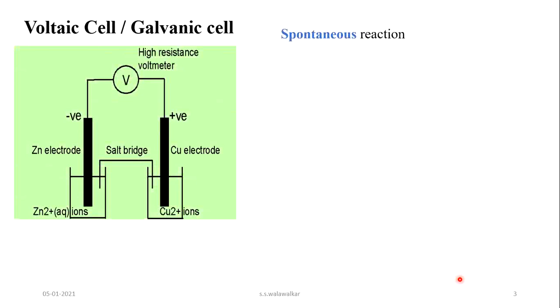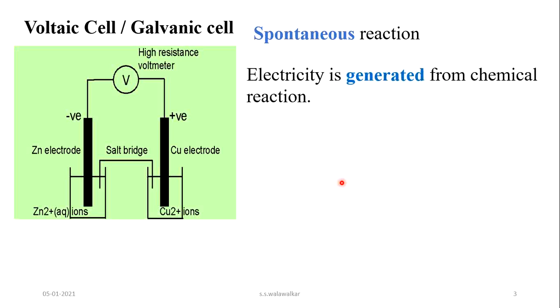So in galvanic cell, spontaneous redox reaction takes place. Redox reaction means combination of oxidation reaction and reduction reaction. Simultaneous oxidation reduction reaction takes place, and that is called as a redox reaction. And this spontaneous redox reaction generates electricity, and therefore here chemical energy is converted into electrical energy.